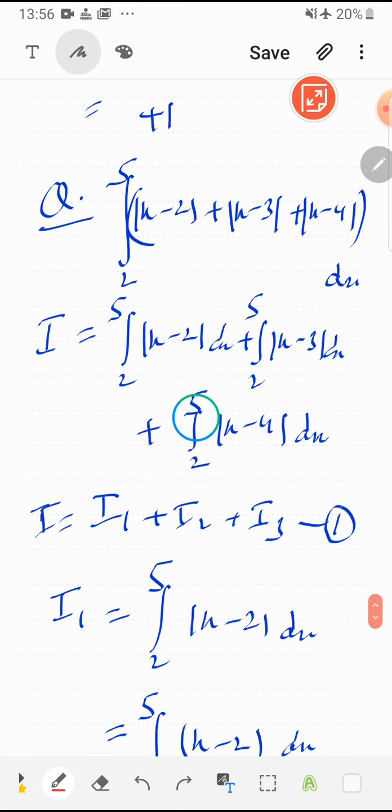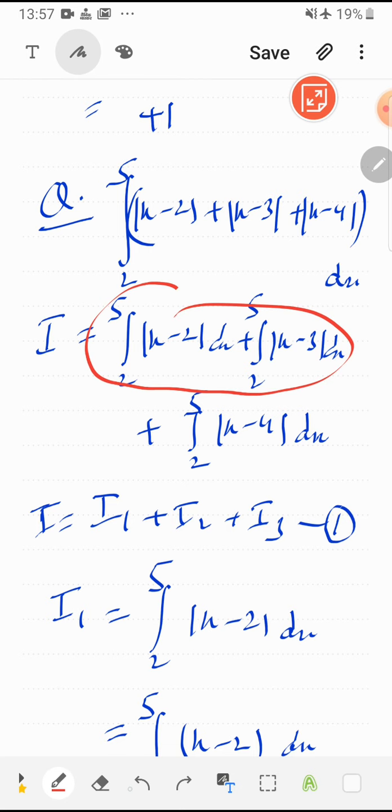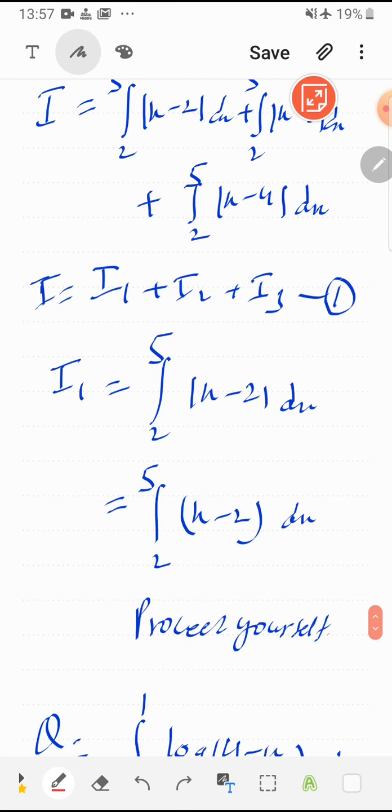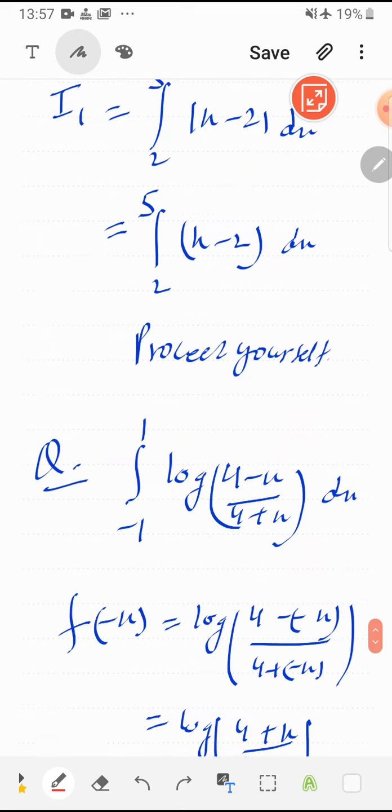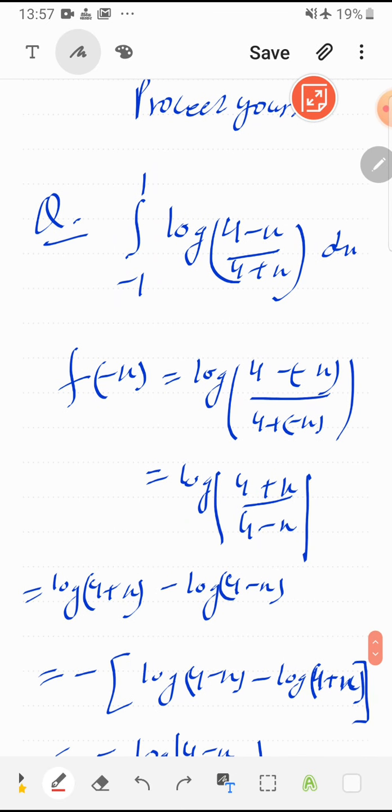Next, a question can be asked in combined form also, like integral from 2 to 5 of mod of x minus 2 plus mod of x minus 3 plus mod of x minus 4. So I will strongly recommend that you should treat this question as 3 different integrals and give the symbols as I1 plus I2 plus I3, because integral is distributive over addition, so the integral sign will also be distributed over addition. Now I think that you should treat the different integrals separately and you can get the answer. So again, this is a point which I wanted to show in this question.